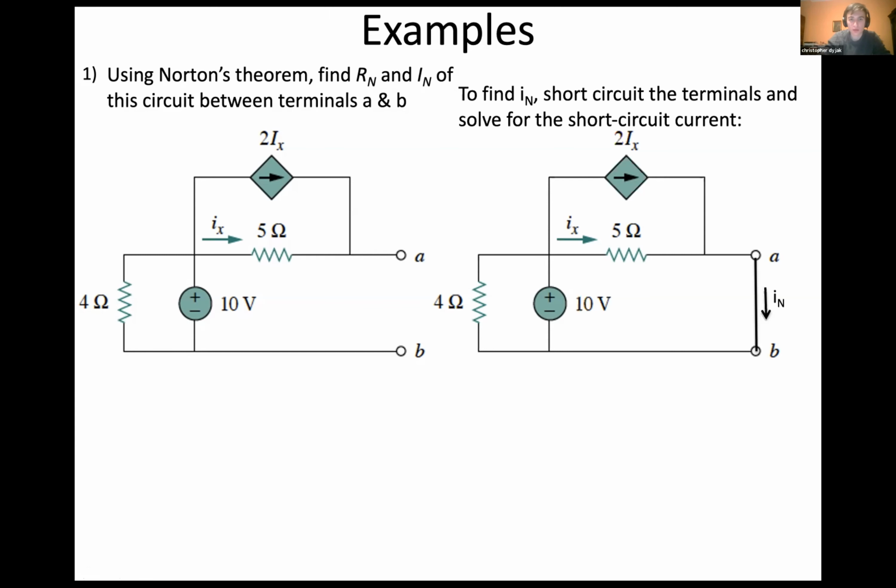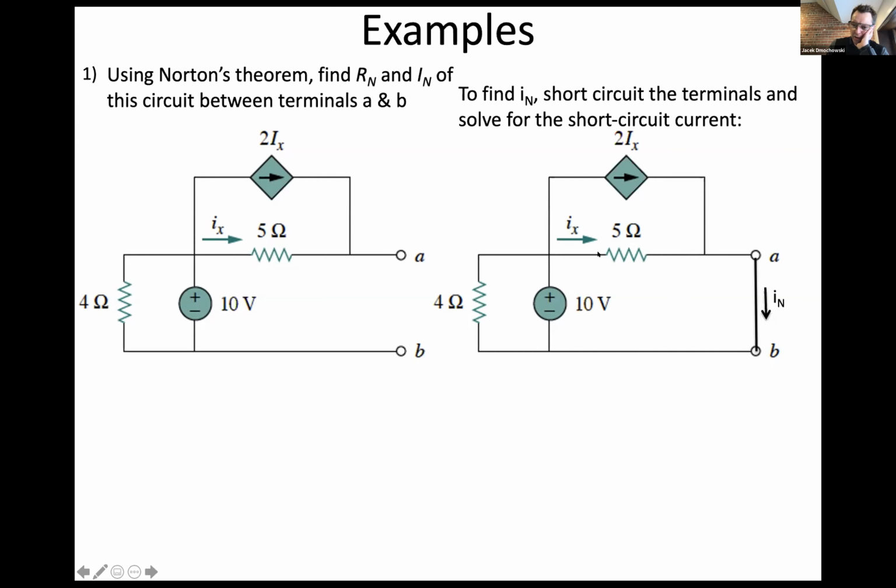You can do 2 mesh analysis, one ignoring the 5 ohms, and then the other between the 4 ohms and 10 volts. We could, but I would argue that we don't need to resort to mesh analysis for this problem. What's the voltage at this point here? 10. What's the voltage at this point here? 0. Which means that what is the value of Ix? 10 over 5, right? 2 amps.